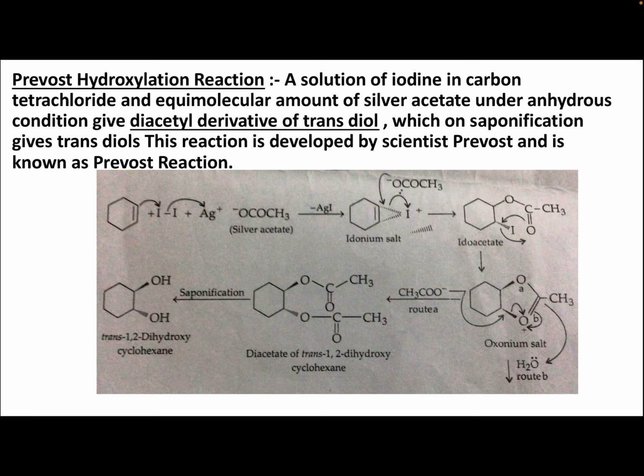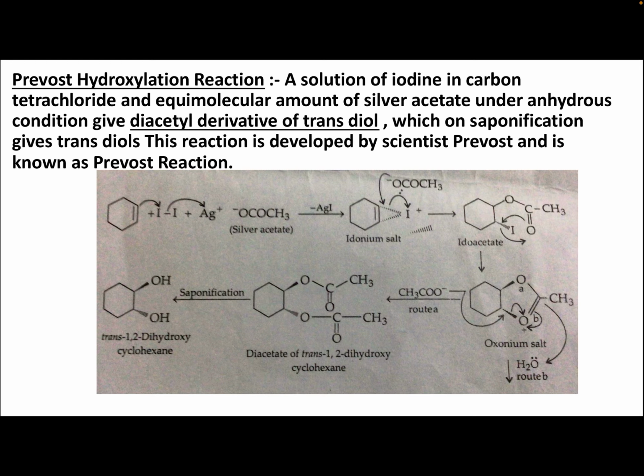iodonium salt is formed. CH3CO acetate, the bond breaks, iodine is getting a negative charge, and here we are getting a positive charge, and the acetate group reacts on that position. Then we are getting the oxonium salt. This oxonium salt in the presence of acetate, again CH3CO acetate, then we are getting transdiol. Trans 1,2-dihydroxy cyclohexane is formed. Diacetate of trans 1,2-dihydroxy cyclohexane is formed.